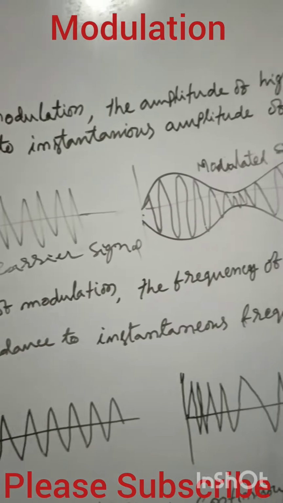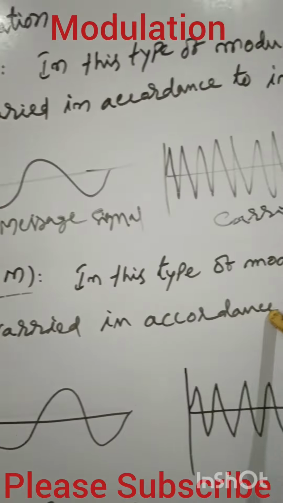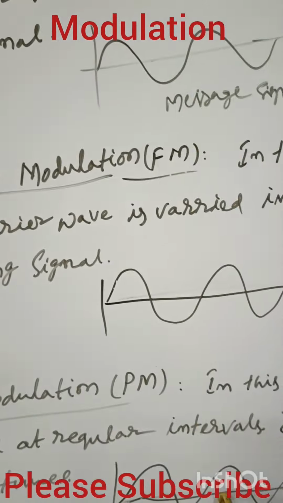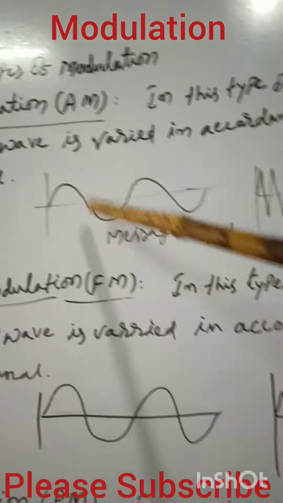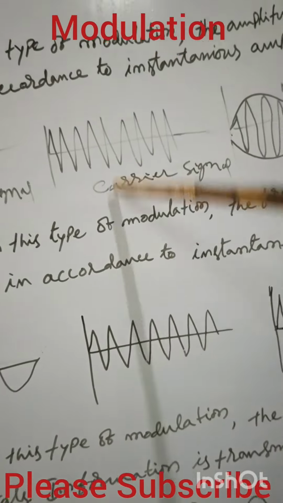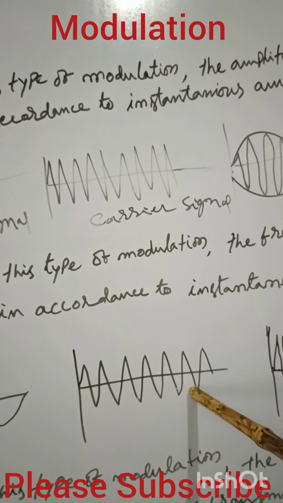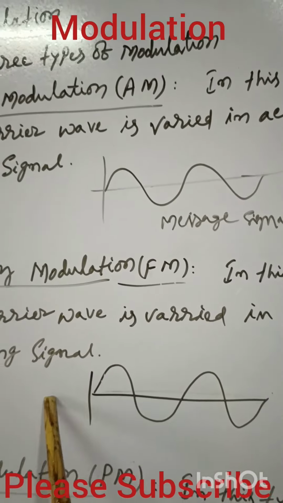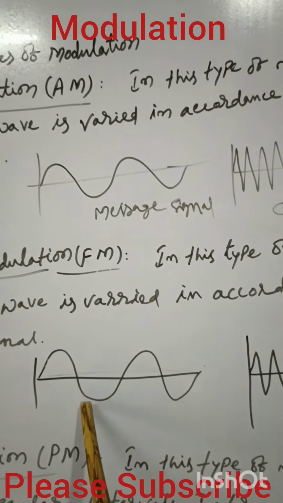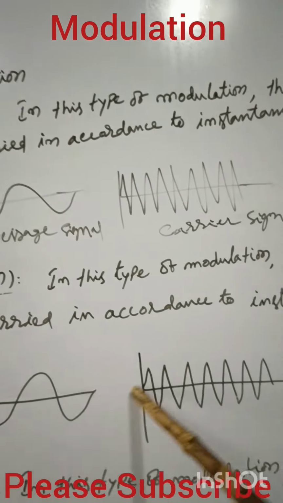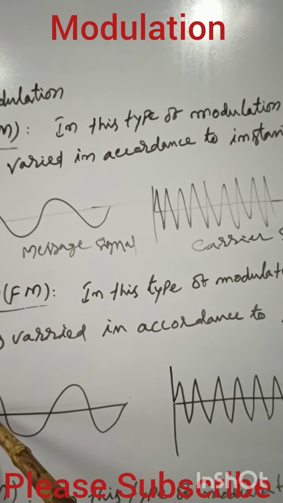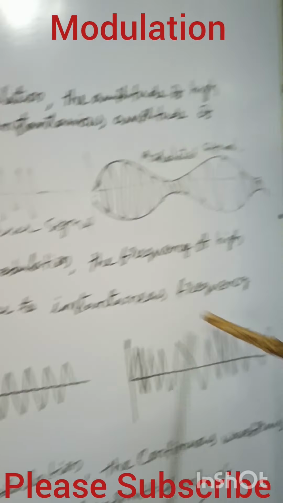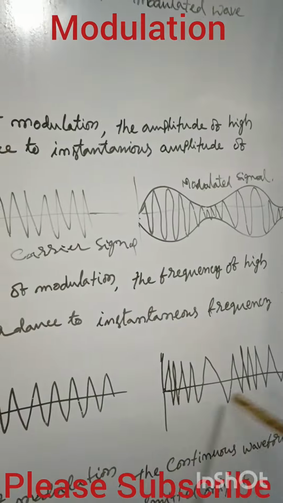In this type of modulation, the frequency of the high frequency carrier wave is varied in accordance with the instantaneous frequency of the modulating signal. Here the frequency of the carrier signal is varied according to the amplitude of the message signal or input signal. The voltage samples are taken, and according to the value, the frequency is increased or decreased like this, and this will be given to the antenna. So this is how the frequency modulated wave looks.